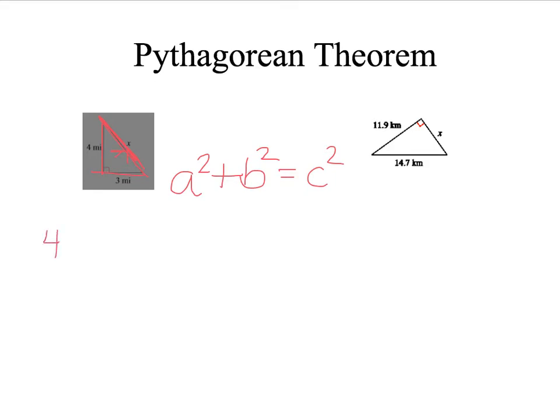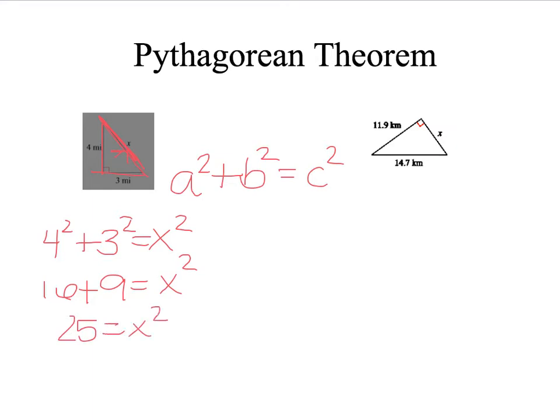So for my first example, we have 4 squared plus 3 squared equals x squared. 16 plus 9 equals x squared. So 25 equals x squared, which means that the length of my hypotenuse, x, is 5.